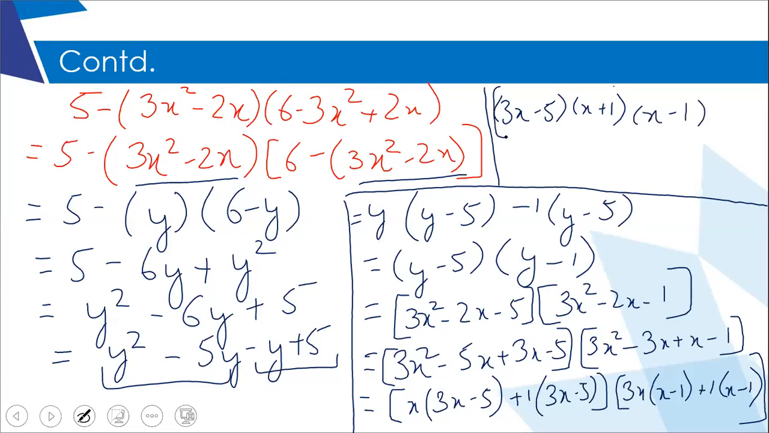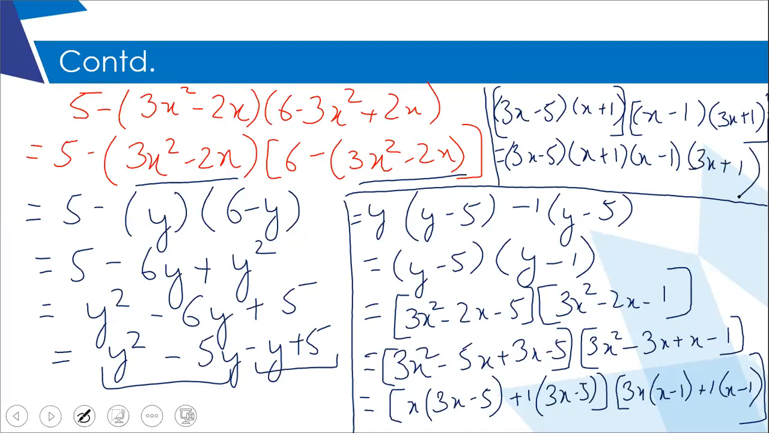So put it inside the square bracket, 3x plus 1. And afterwards, you can remove this square bracket. Your final answer is just 4 circular brackets. So this is your final answer, children.